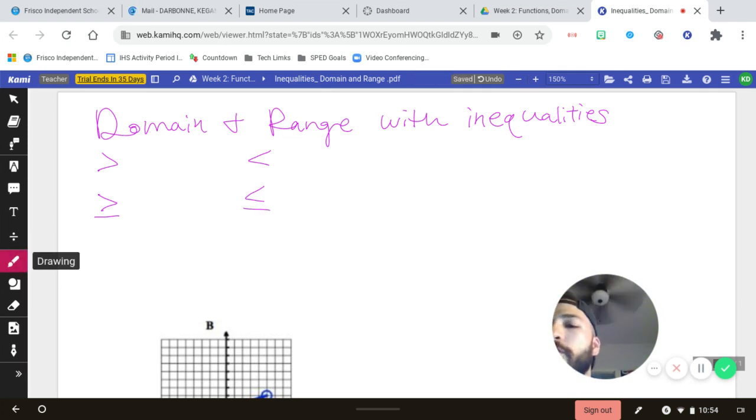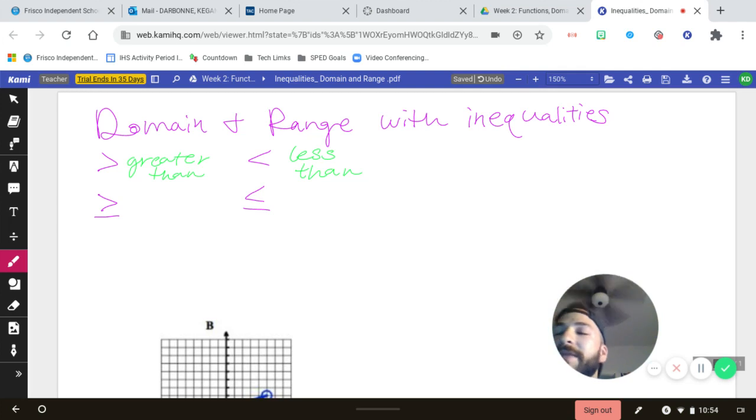So remember, if it opens up to the left, that is greater than. If it opens up to the right, that is less than. Then there's one that opens up to the left, but it has this line under it. That line, just like the bottom of an equal sign, means equal to.